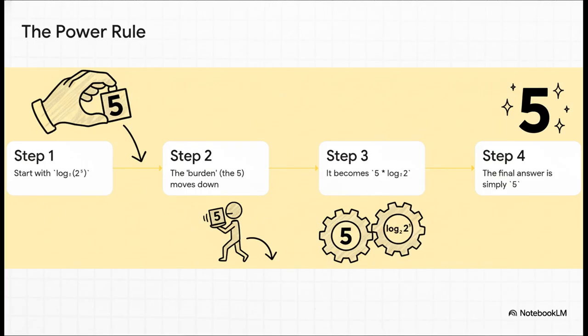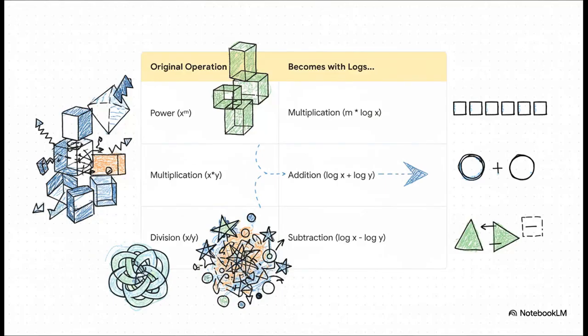How cool is that? And this superpower, this ability to simplify things, it doesn't just stop with exponents. Logarithms are like a demotion machine for difficult math. A tricky power problem gets knocked down to simple multiplication. Multiplication gets knocked down to addition. And division? That gets knocked down to easy-peasy subtraction. It's literally a tool for making hard math easy.